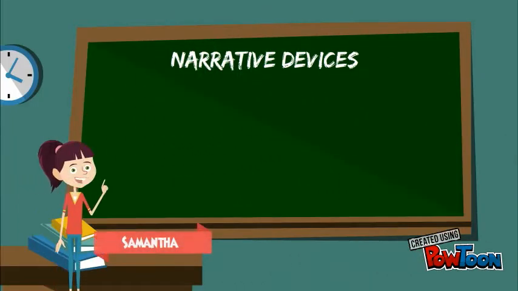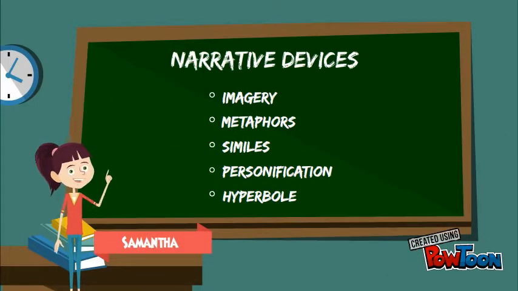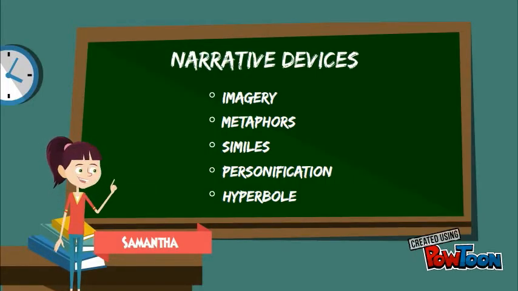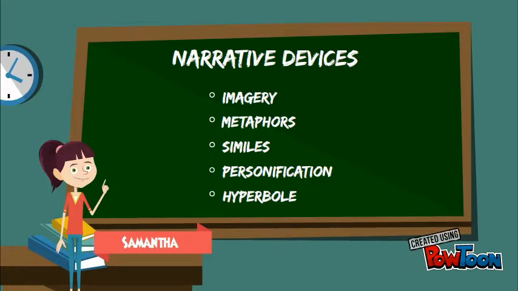Next up is narrative devices, also known as literary devices. There are many of these, but today we will only focus on the main five: imagery, metaphors, similes, personification, and hyperboles. Imagery can be described as a very detailed description. Metaphors and similes are very similar as they both compare things. Similes, however, usually use words such as like or as. Personification endows human characteristics to animals or objects, and hyperboles are used to exaggerate.